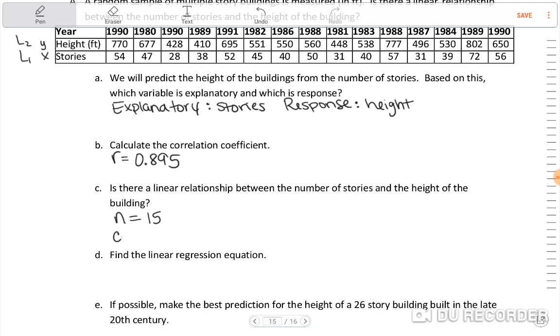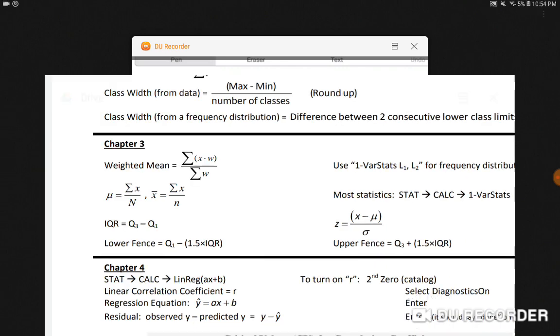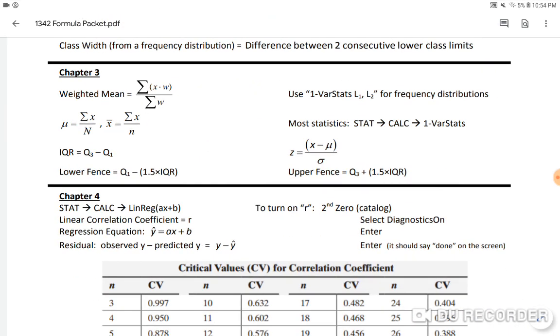And we need to find the critical value on the formula sheet. So let me show you how to do that. And I should have done this so long ago. I don't know why I didn't do this. Sorry, my videos could have been a lot better.